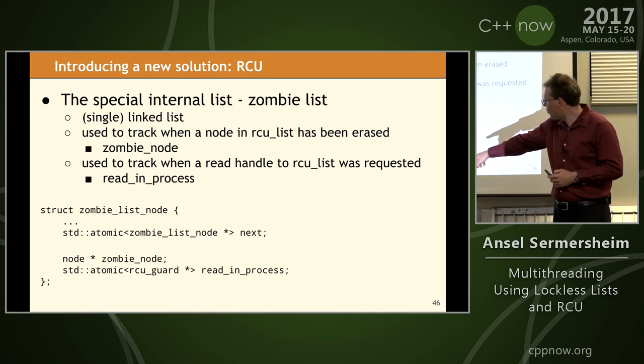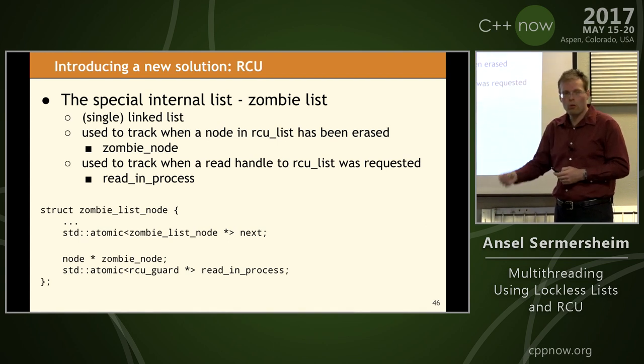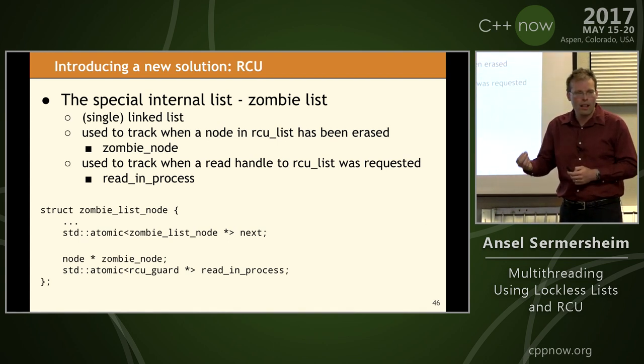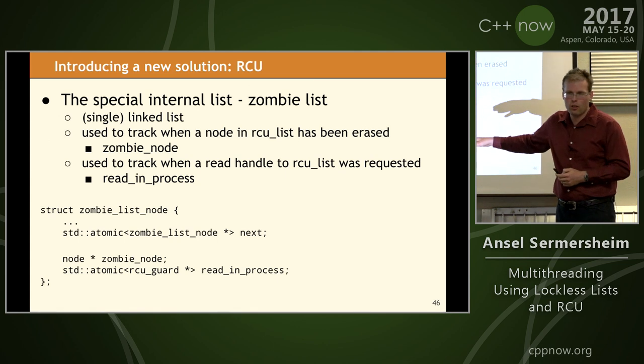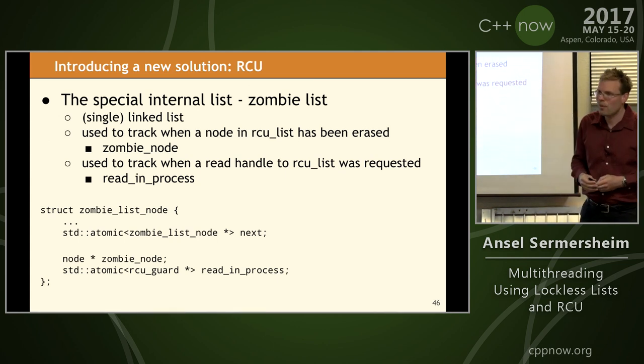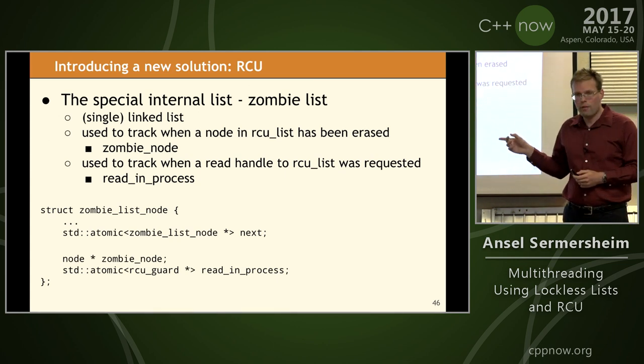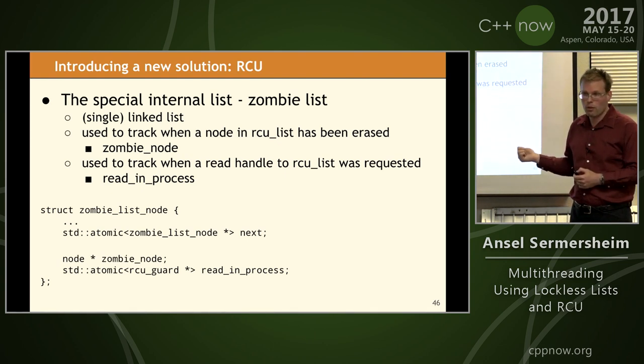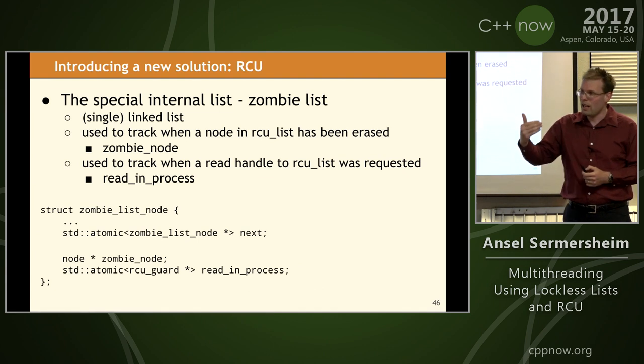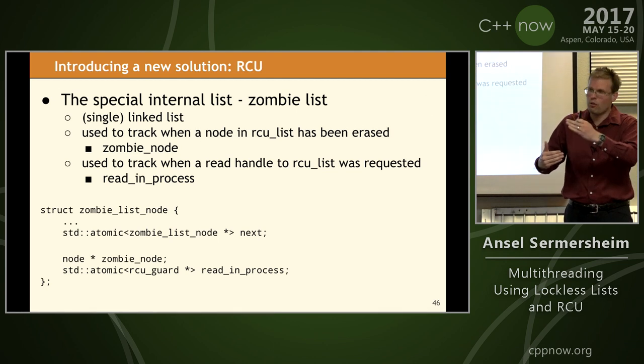And we've got an atomic pointer to the read in process. This is a pointer to a particular handle that is open. It is of type RCU guard in this case. Either the zombie node field or the read in process field will be populated, not both, because each entry in this list is denoting either a zombie that was created at some point in time or a point in time at which a reader started reading the list.